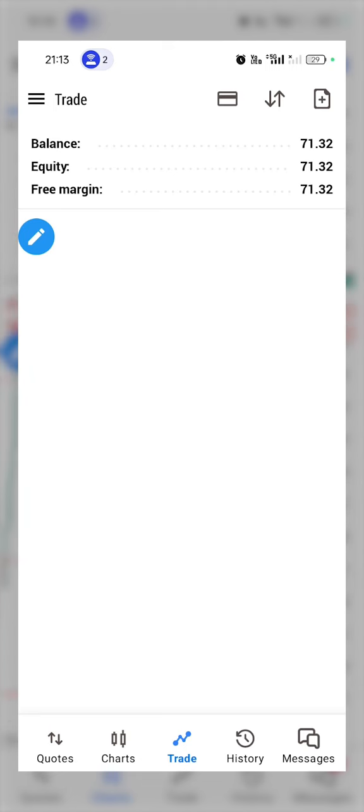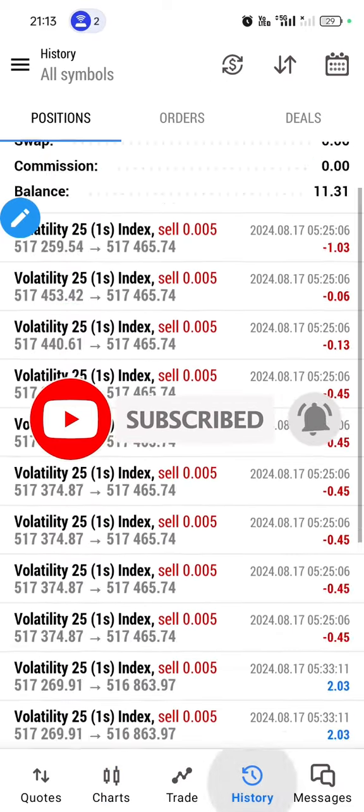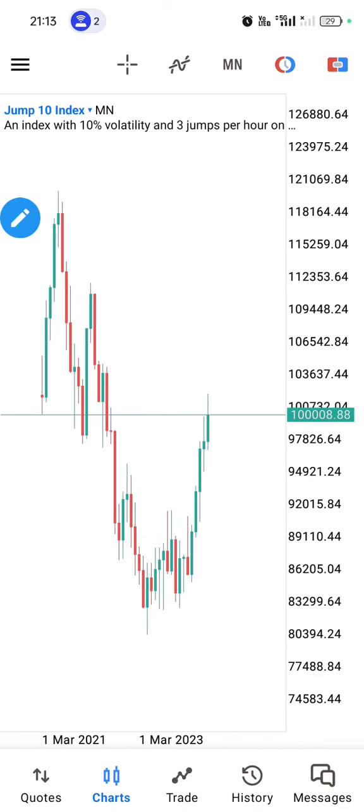I'm going to be turning this 70 USD account to over 450 USD in this Jump 10 1 setup. So stay tuned to learn how you can spin your own account as well. So there is our history, and that is our 70 USD balance.